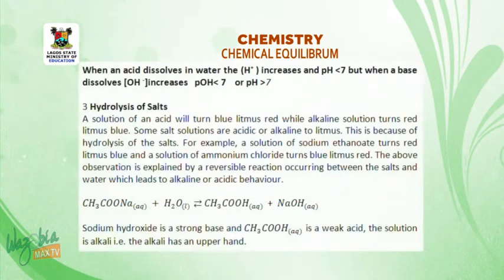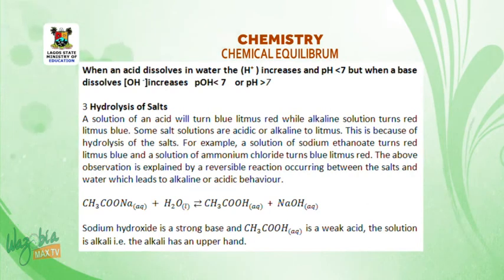Now, when an acid dissolves in water, hydrogen ion concentration increases and pH is less than 7. But when a base dissolves, OH minus concentration increases, that is, the pOH is less than 7 or pH is greater than 7.